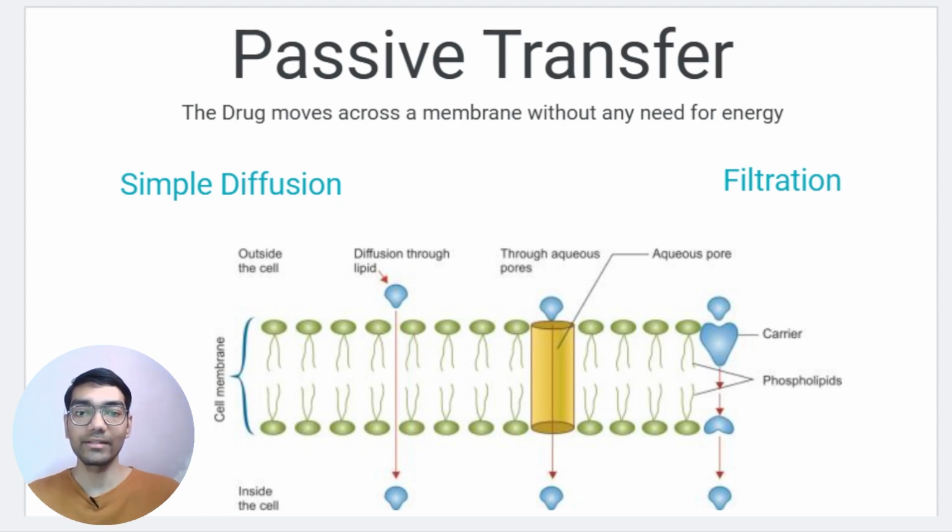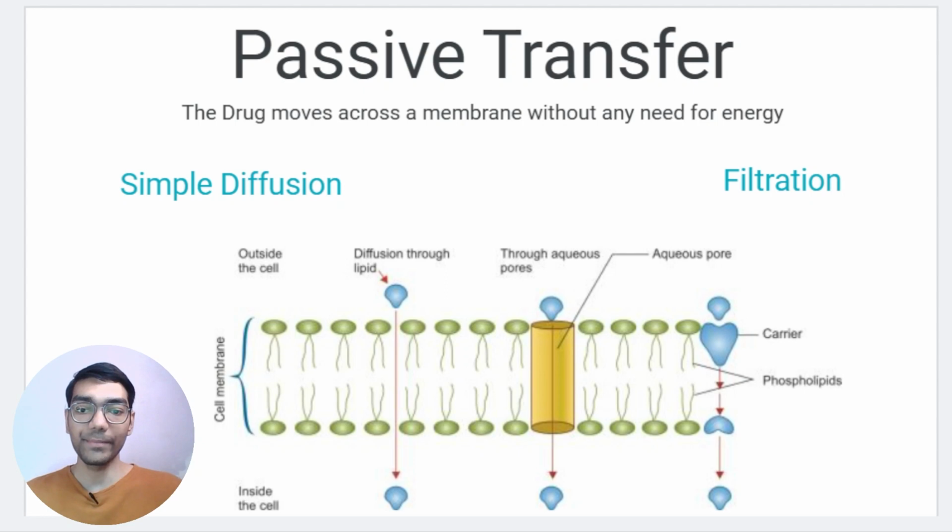In filtration, there are small aqueous pores on the cell membrane which are also a passage for drugs to transport. The diameter of these pores is 7 Angstrom and aqueous soluble drugs with molecular weight less than 100 can easily pass through them. Now note the difference between these two. Both simple diffusion and filtration transfer the drug across the cell membrane in the direction of concentration gradient from higher to lower concentration. But simple diffusion is used for lipid soluble drugs only and filtration is used for water soluble drugs only.